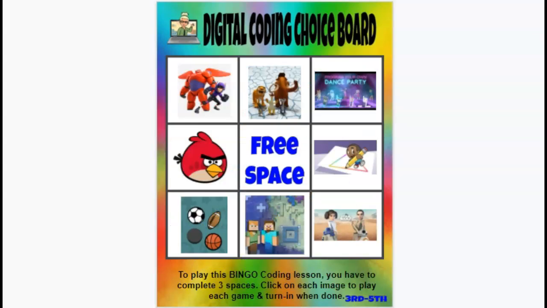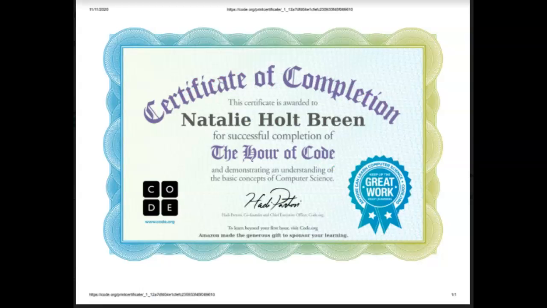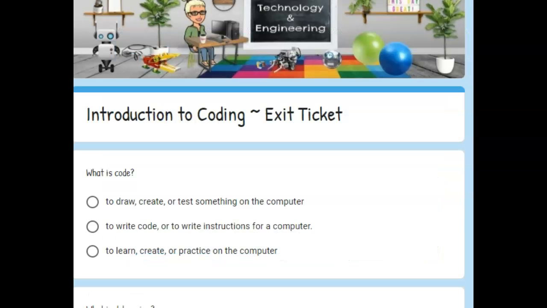The next digital choice board is for third through fifth grade. To play the bingo coding lesson, you have to complete 3 spaces. Click on each image to play each game and turn it in. Remember, when you are done, each lesson will give you a certificate of completion. Make sure you save this and send it to me.